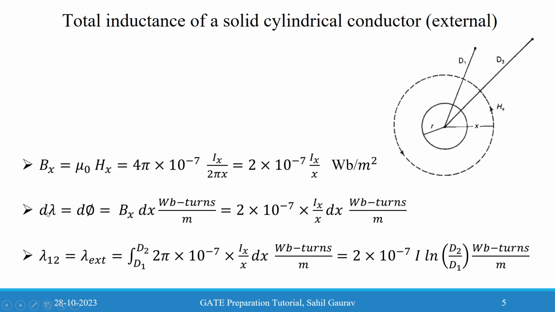We will get the flux linkage, and you can get this expression: d phi is equal to Bx dx for a length of 1 meter. And if we write this flux linkage at point 2 with respect to the first point, then you will get this expression: 2 into 10 to the power minus 7 I ln d2 divided by d1 Weber turns per meter.